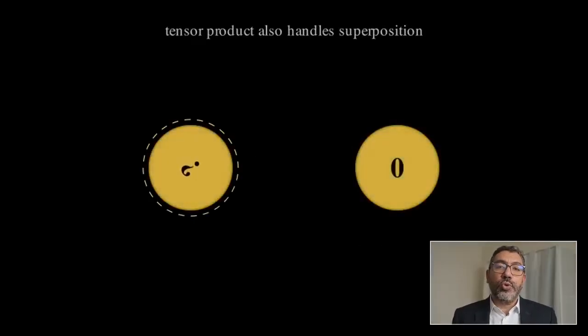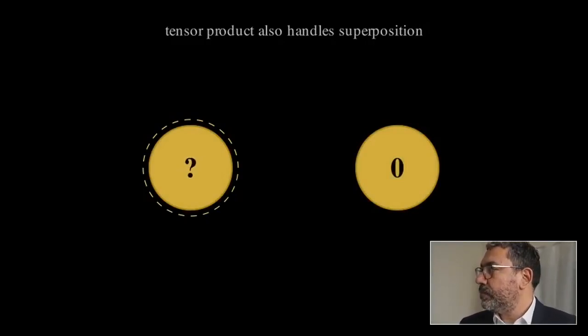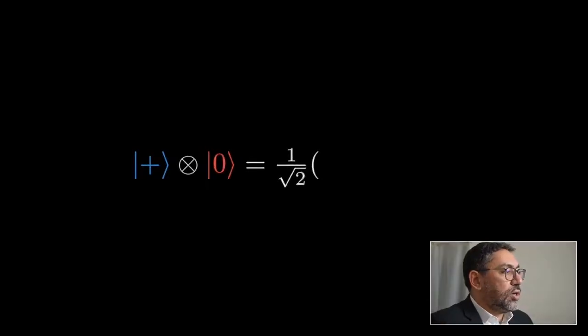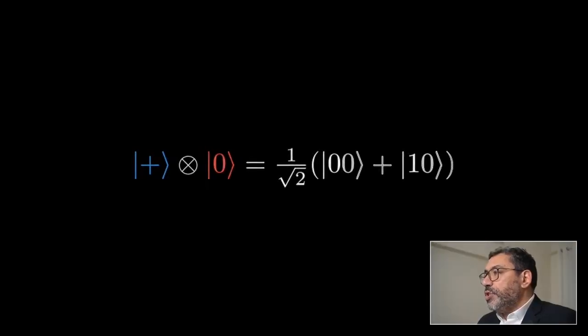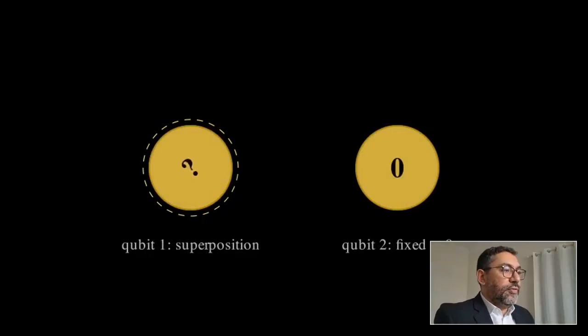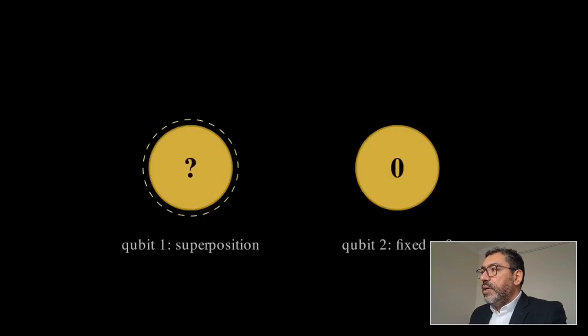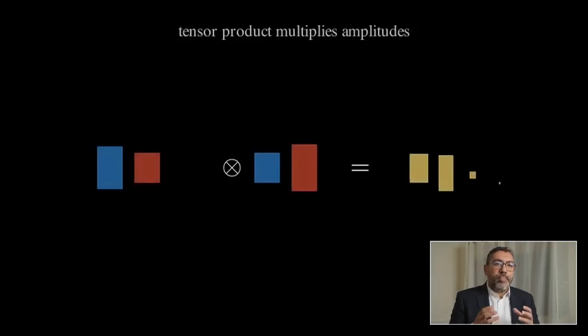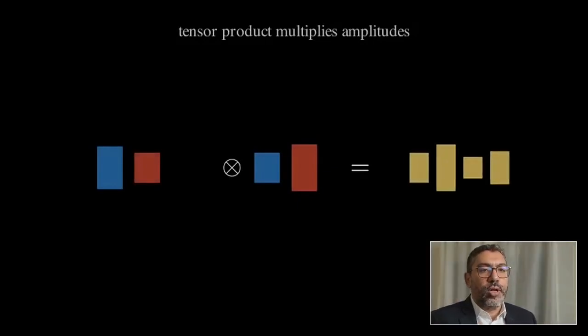Tensor products also work with superposition. For example, ket plus tensor ket 0 becomes a superposition of 00 and 10. This means the first qubit is in superposition while the second qubit is still fixed at 0. The tensor product multiplies amplitudes. It is like combining the possible motions of each coin into one larger motion.